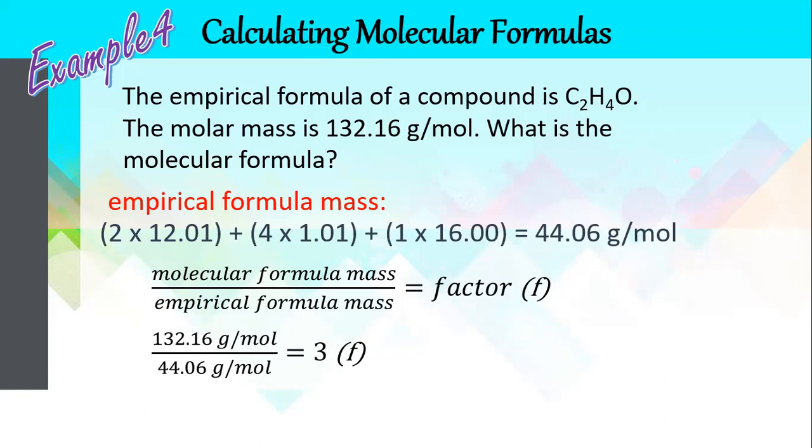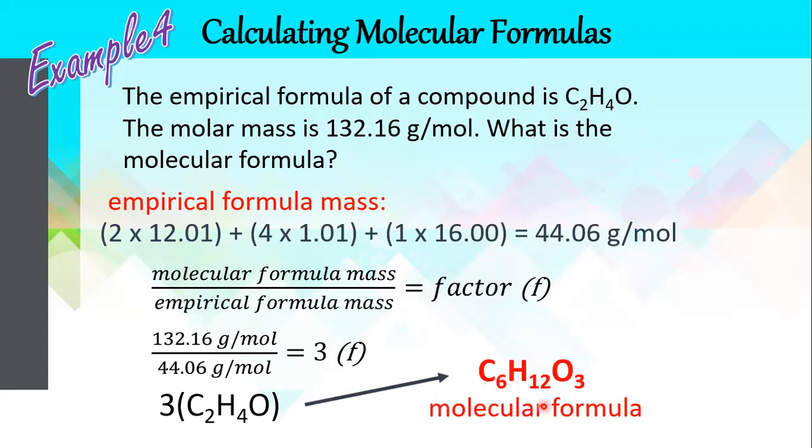Therefore, to get the molecular formula, we need to multiply the subscripts of the empirical formula by 3. This is going to give us C6H12O3. So that's how you find the molecular formula from the empirical formula.